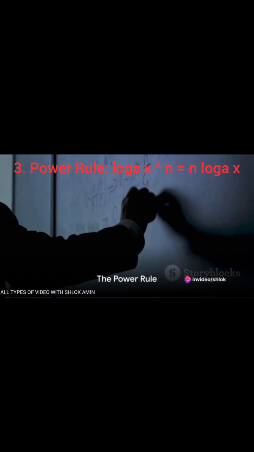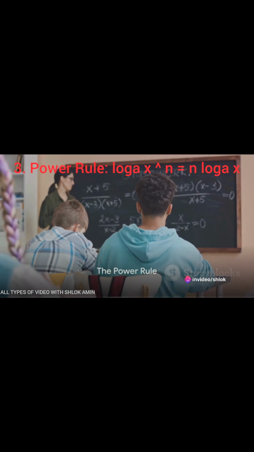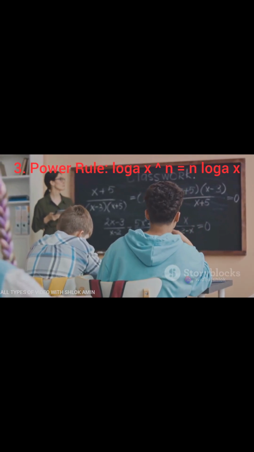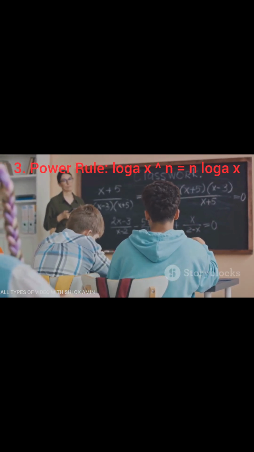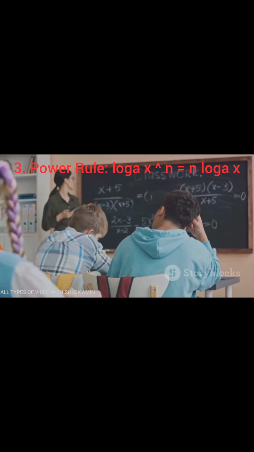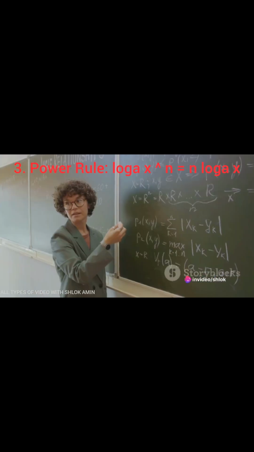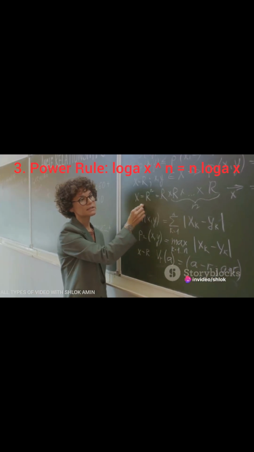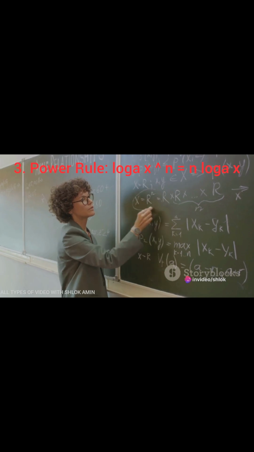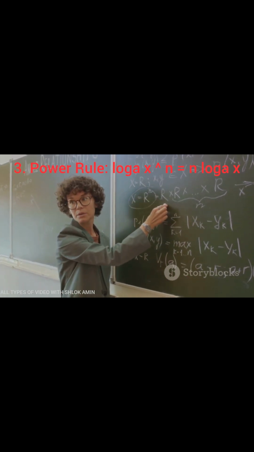Our third rule is the power rule. This one tells us that the logarithm of a number raised to a certain power equals that power times the logarithm of the number. This rule simplifies complex exponentiation problems into easier multiplication ones.